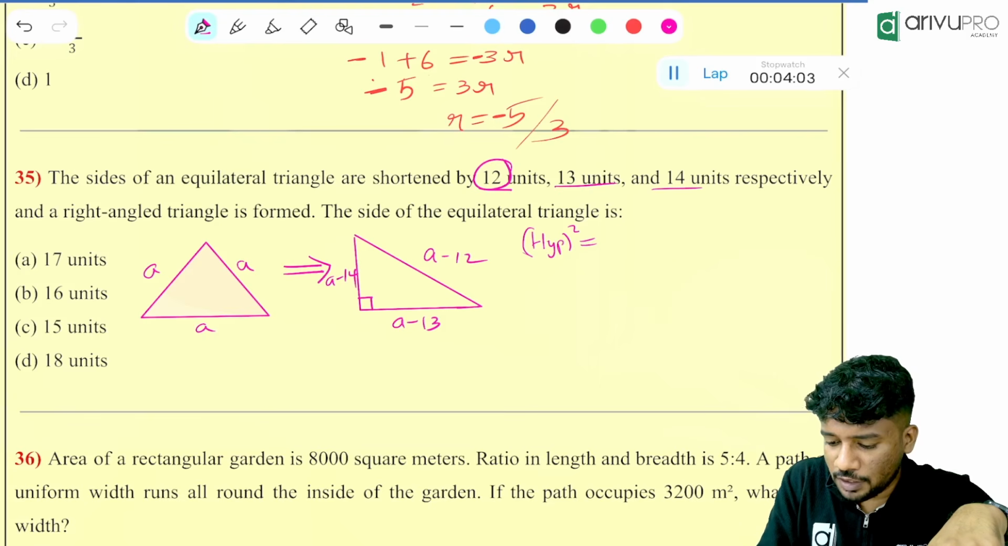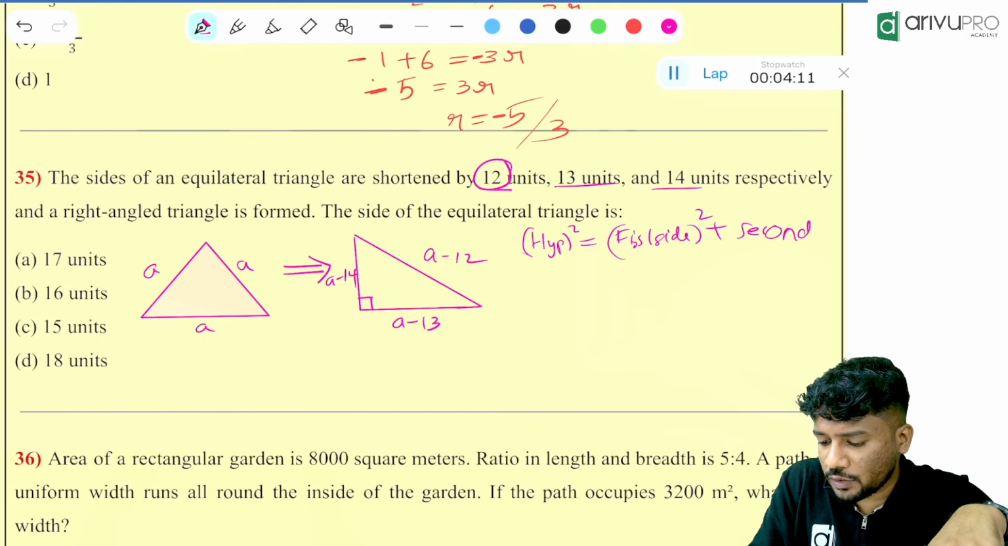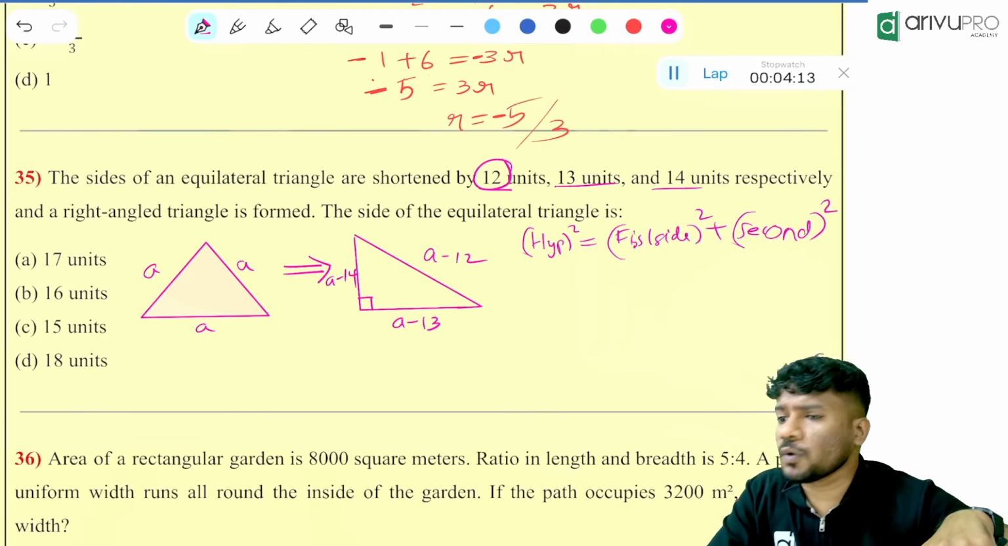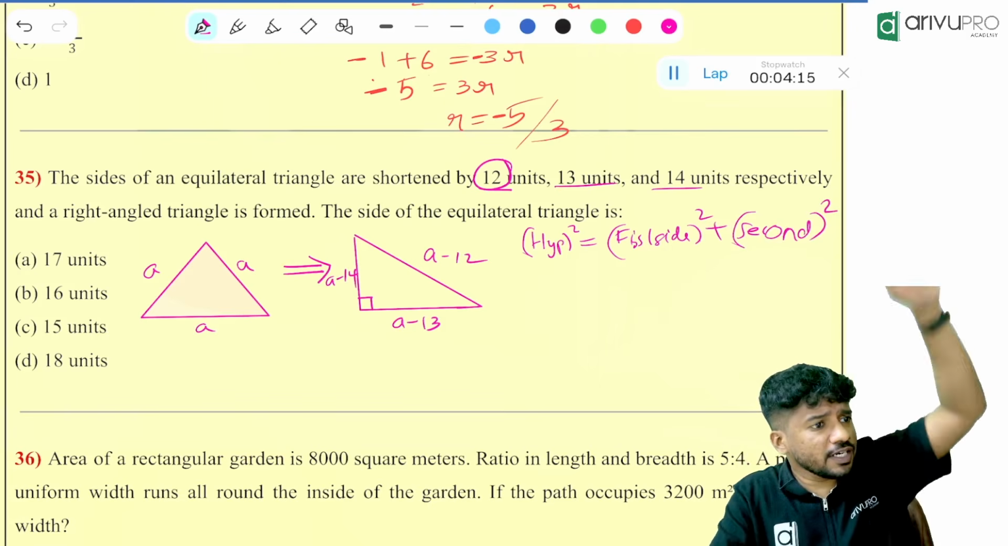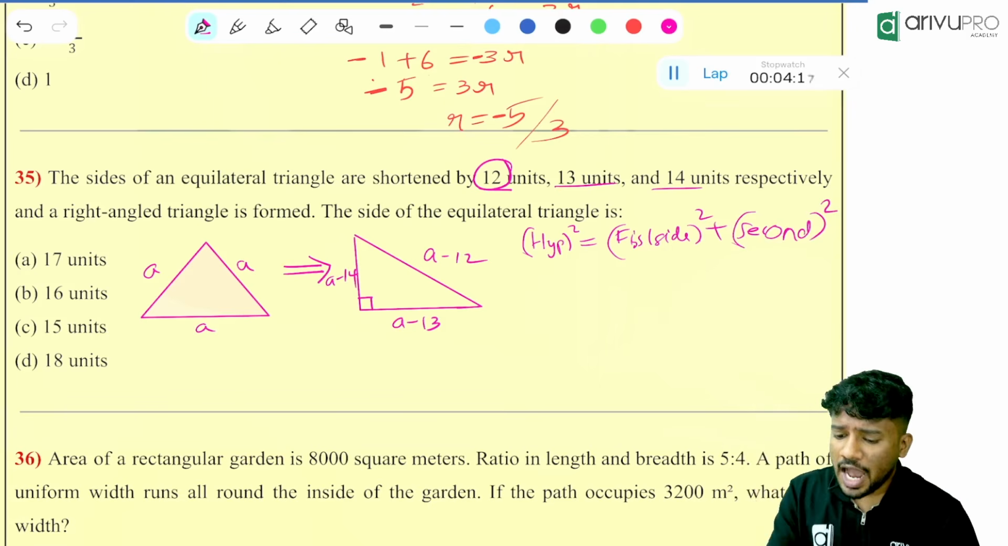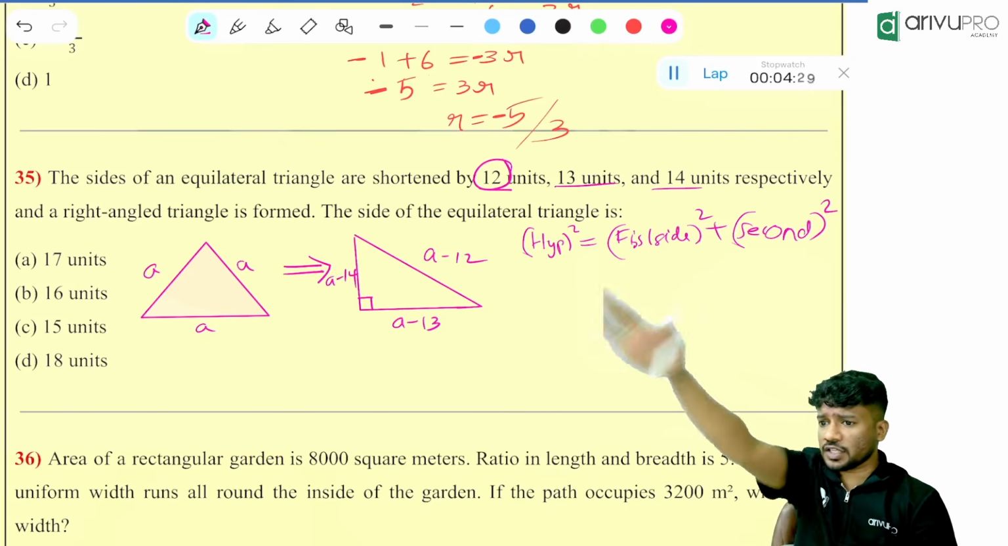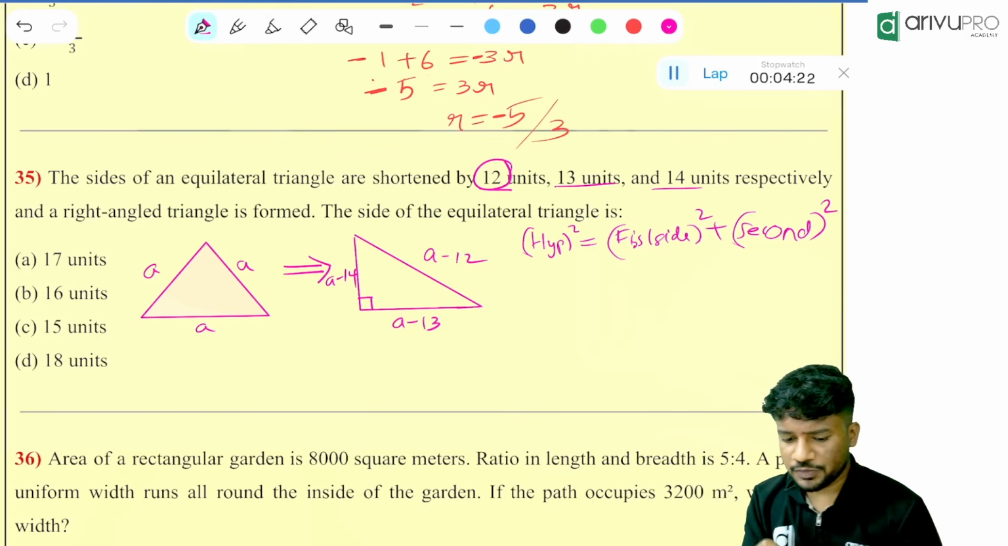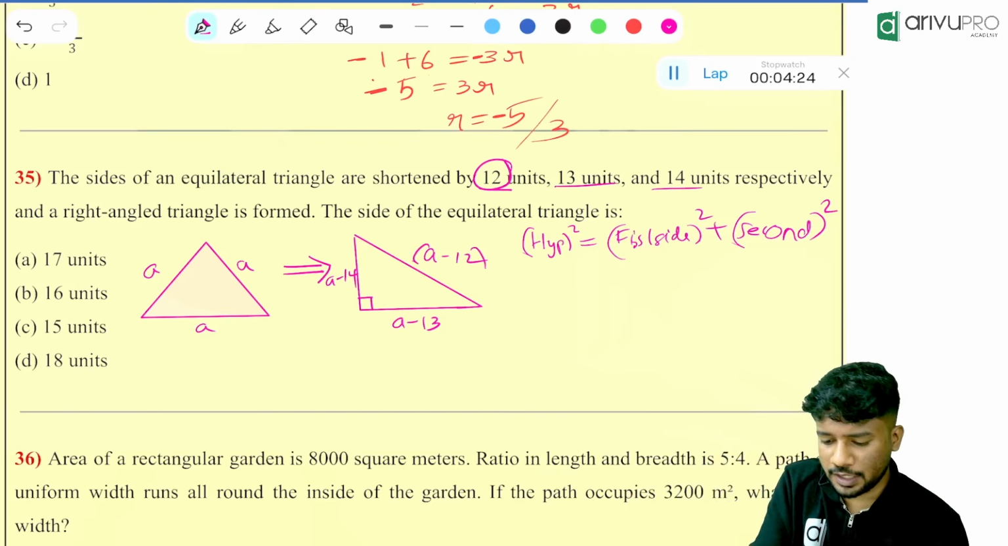Okay, for example, first side square plus second side square, or I will write height square plus base square. That is something we studied in our school. Now hypotenuse is what? The longest side of a right angle triangle. So which is the longest side of a right angle triangle?